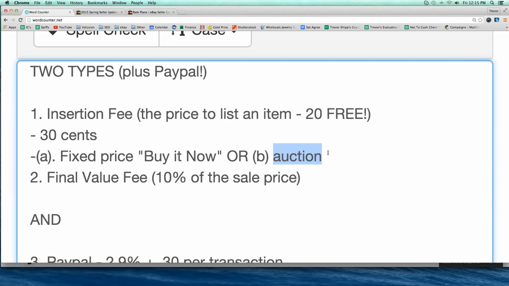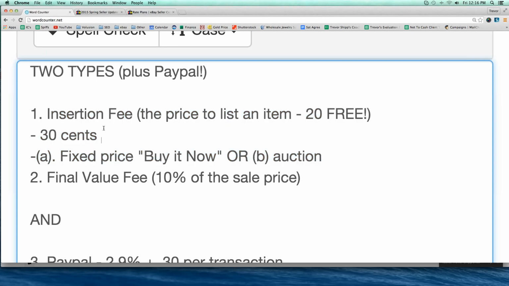Some of my clients prefer to do 30-day listings so that they don't have to relist it. But there's pros and cons to each, and I'm not going to really talk about the pros and cons of that right this second. I just want you guys to understand the way that impacts the insertion fee. Okay? All right. So that's the insertion fee.